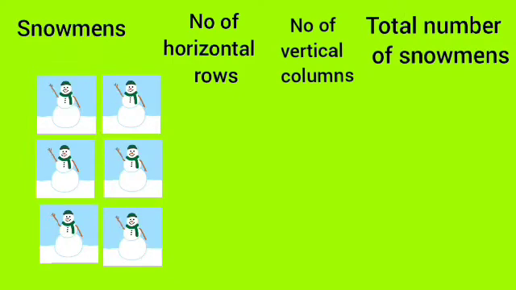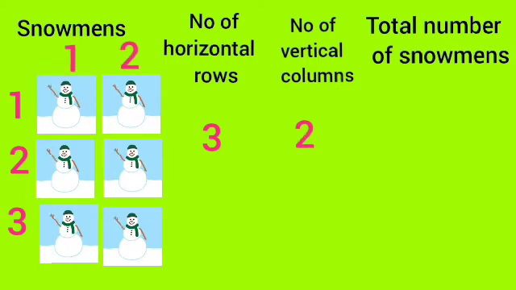Children, now we can find total number of snowmen in this picture. Children, how many snowmen are standing in horizontal row? So the number of snowmen standing in horizontal row is 1, 2, 3. How many snowmen are standing in vertical column? The number of snowmen standing in vertical column is 1, 2. So, total number of snowmen are 3 2s are 6. So, 6 snowmen are in this picture.